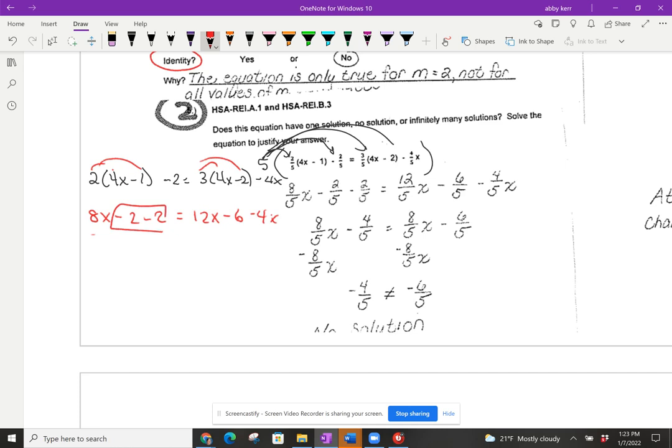So here I have -2 minus 2, which is 8x minus 4. And then I have 8. Be careful, this has an x. This has an x, so 8x minus 6.